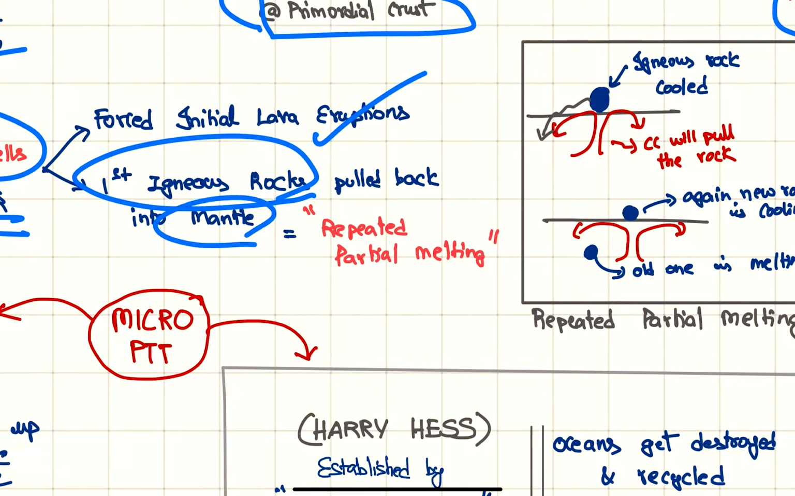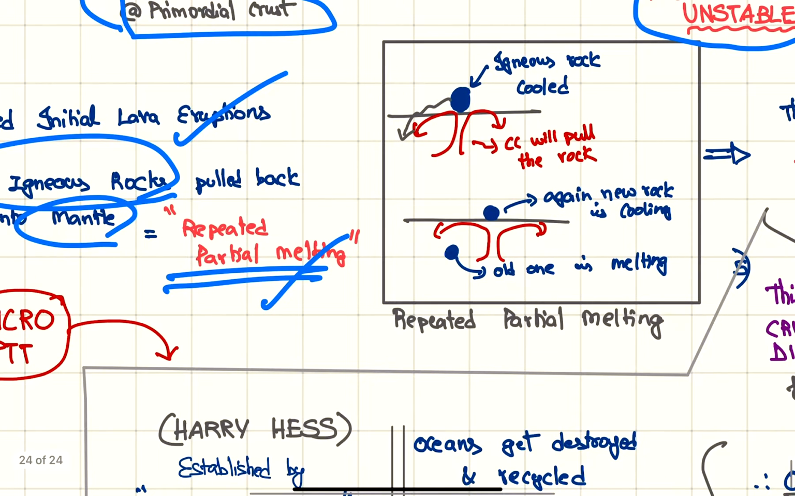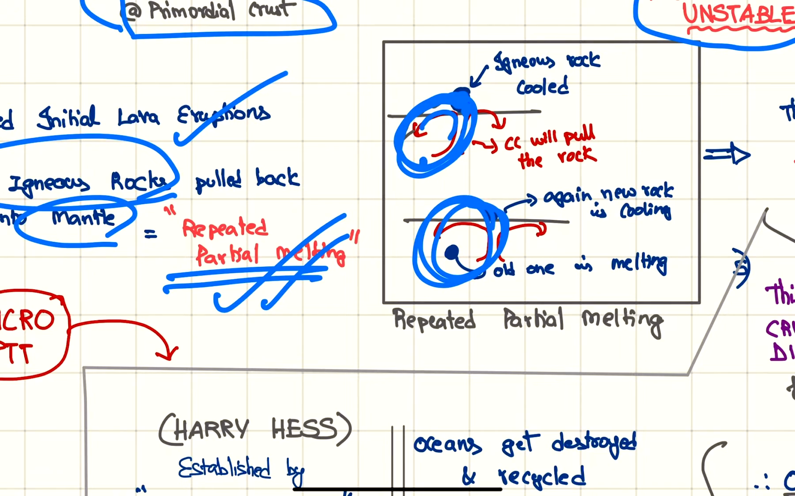So this will create forced volcanic eruptions, and the first igneous rocks were formed, but later these were pulled back into the mantle and led to repeated partial melting. So initially the igneous rocks are formed, again due to the convection currents they are pulled back into the mantle, and new igneous rocks are formed, and this process continuously goes on. This keeps on repeating, so repeated partial melting happens.